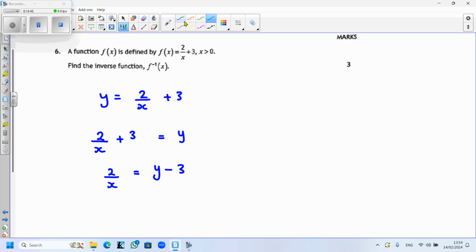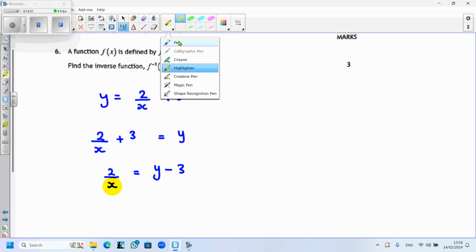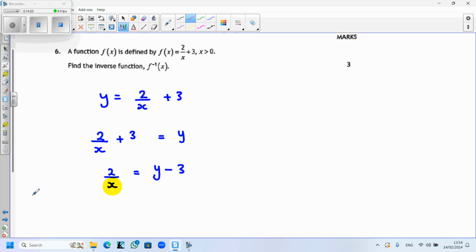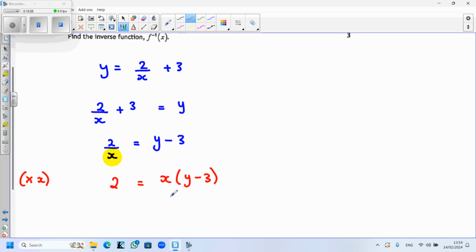Now, I've got to get a way of getting that x term from the denominator to the numerator, and what we do is we multiply both sides by it. So we're multiplying both sides by x. So when I multiply this side by x, I end up with 2. And when I multiply this side by x, I've got x bracket y minus 3. Now it looks as though we've gone a step backwards, but we haven't, because we've got x now in the numerator. Read it round the other way.